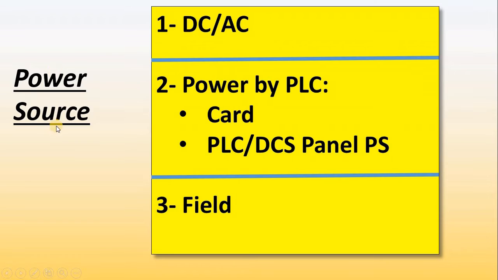When we talk about the power supply required for each one of those input outputs, it could be AC or DC. The power can come from the PLC card, or from a power supply in the PLC panel, or it can even come from the field.